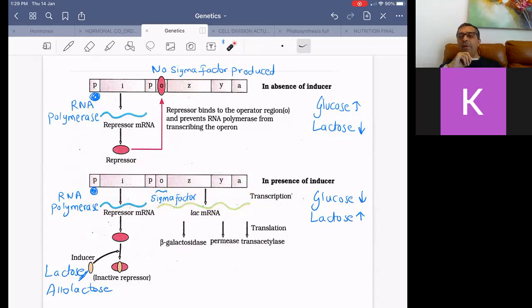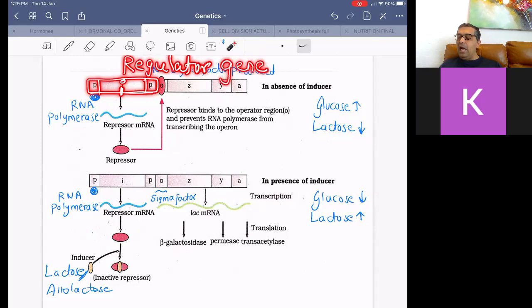Now, what will happen? प्रमोटर जीन के बीचों बीच होता है एक जीन कॉल्ड एज द आई जीन. I gene is called as the regulator gene. I gene or regulator gene undergoes transcription to form an RNA called as the repressor mRNA. So I gene undergoes transcription to form the repressor mRNA. Repressor mRNA undergoes translation to form a protein called as the repressor protein. So, regulator gene undergoes transcription to form repressor mRNA.